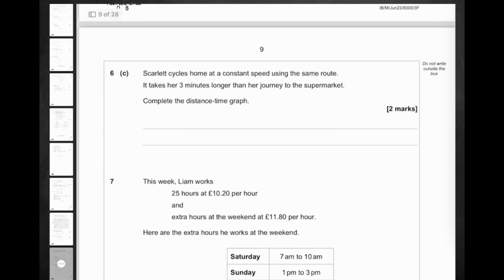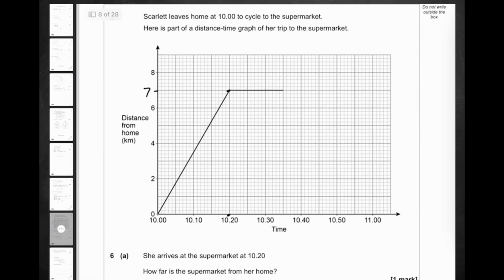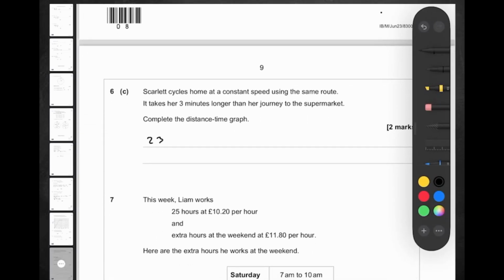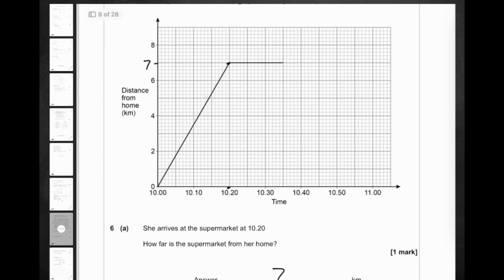Part C. Scarlett cycles home at a constant speed using the same route. It takes her 3 minutes longer than her journey to the supermarket. Complete the distance time graph. So it took her 20 minutes to get there, which means it's going to take her 23 minutes to get home. So I'm just going to write here 23 mins to get home, as that will be 3 minutes longer than the time it took her to get there.